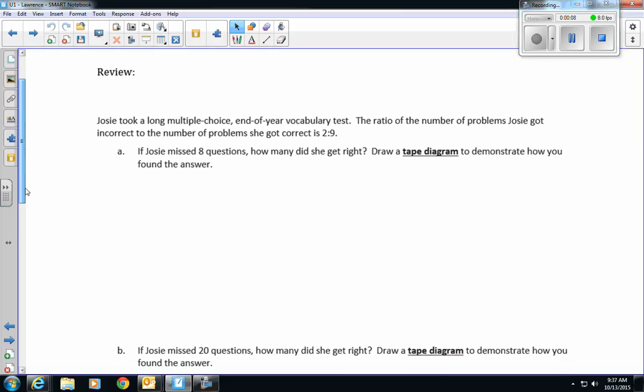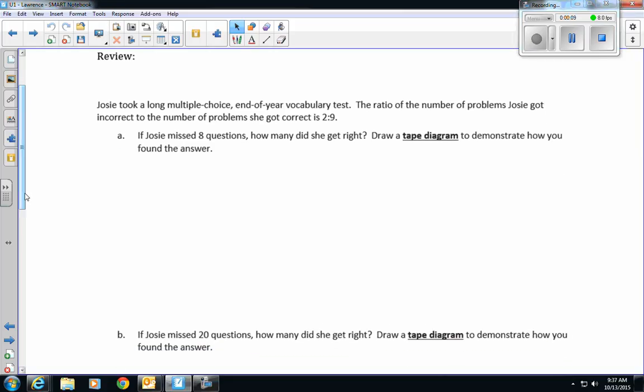Josie took a long multiple choice end of the year vocabulary test. The ratio of the number of problems Josie got incorrect to the number of problems she got correct is 2 to 9. If Josie missed 8 questions, how many did she get right? So you need to remember, you need to pay attention. Incorrect is the same as however many she missed, right? So draw a tape diagram to demonstrate how you found the answer.